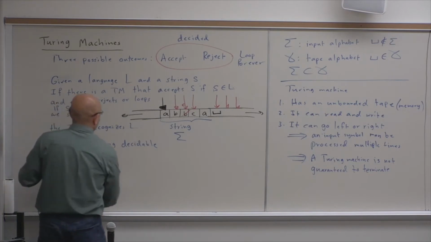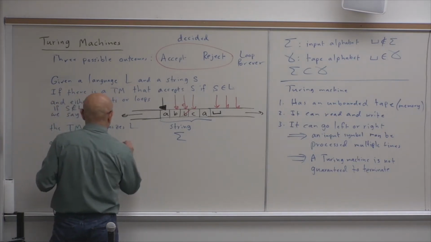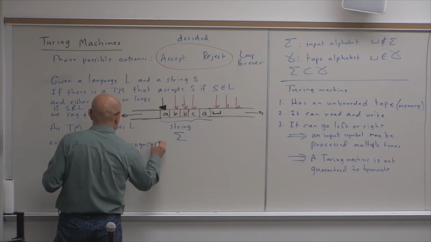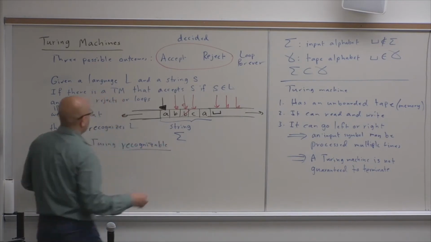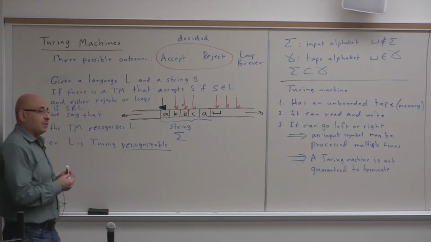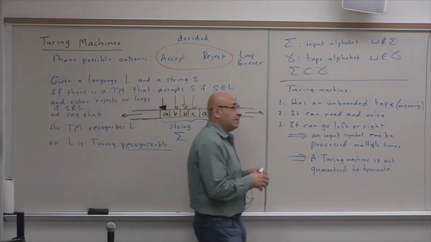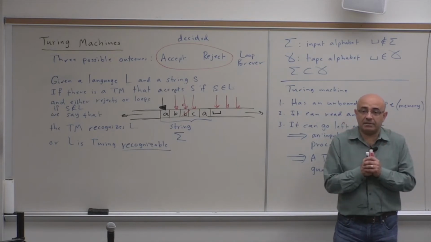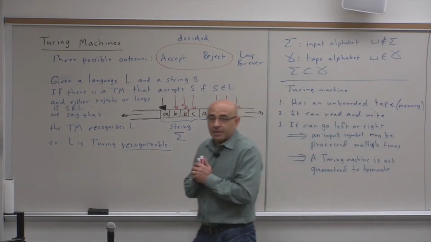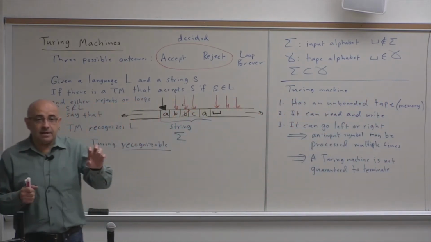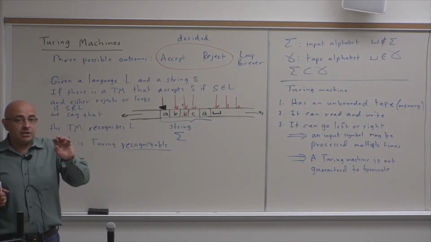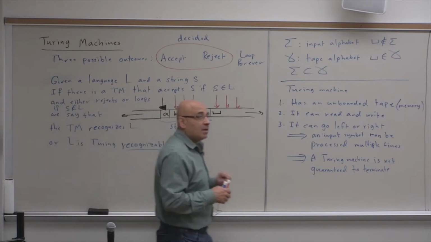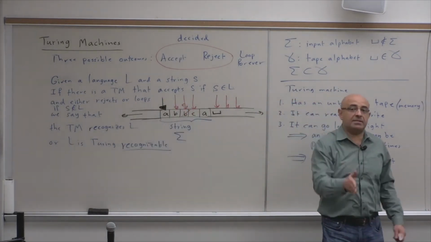And L is Turing recognizable. Okay, so do you see the difference between decidability and recognizability? If you can find a Turing machine that will either accept or reject within finite time, it accepts every string that belongs to the language in finite time and rejects every string that does not belong to the language in finite time, we say that the Turing machine decides the language.